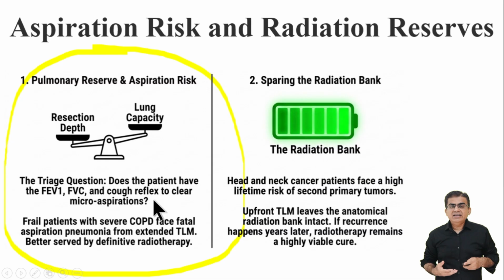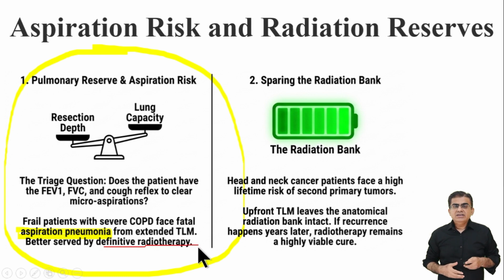Imagine a frail elderly patient with severe COPD. If you perform an extended laser resection, they will experience glottic incompetence and they will aspirate. Because of their poor lungs, they will likely develop a fatal aspiration pneumonia. For these frail patients, definitive radiotherapy is always the safer choice.